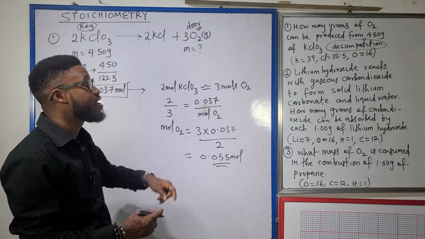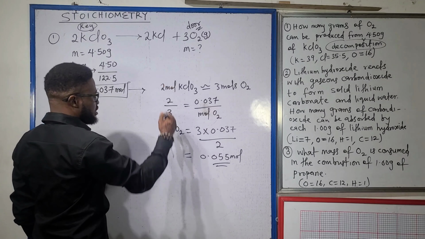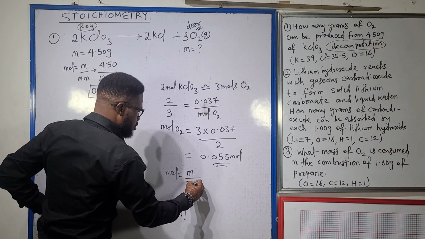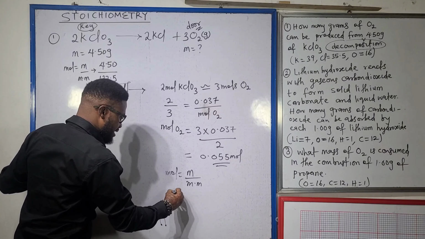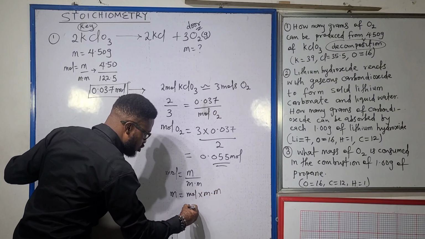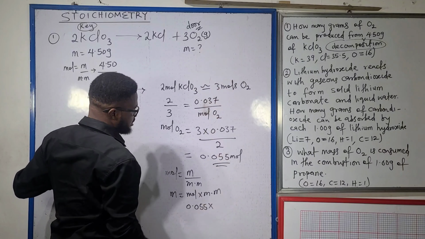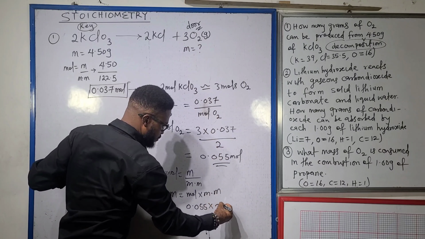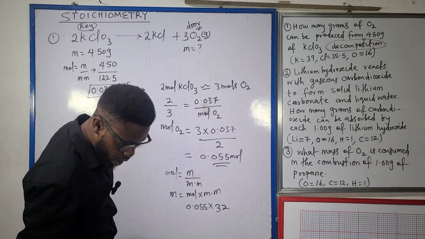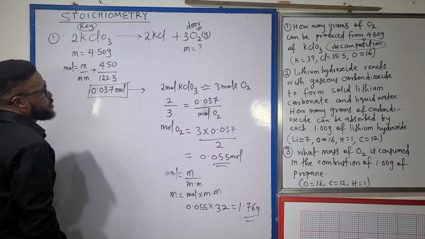If they want it in terms of number of particles, convert it to number of particles. So in this case, they want it in mass. Since mole equals mass over molar mass, then mass will be mole times molar mass. In this case, 0.055 times the molar mass of oxygen, which is 32, because 16 times 2 is 32. So 0.055 times 32 should give us 1.76 gram. That is the mass of oxygen.